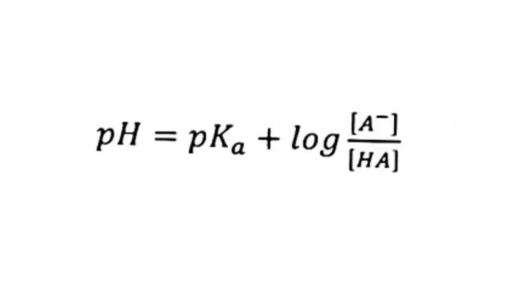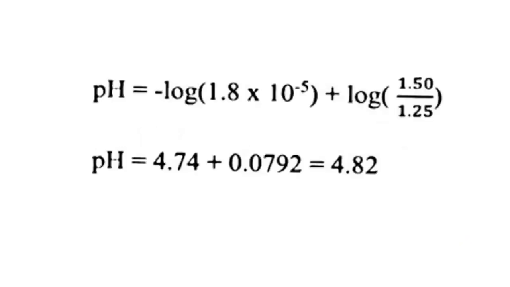Now, the pH of a buffer can be calculated using the Henderson-Hasselbalch equation, and that's what you see here. Now, here we can look at an example of that. We're going to calculate the pH of a solution of 1.25 molar acetic acid, CH3COOH, and 1.5 molar sodium acetate, which is CH3COONa. The Ka of acetic acid is 1.8 times 10 to the negative 5.